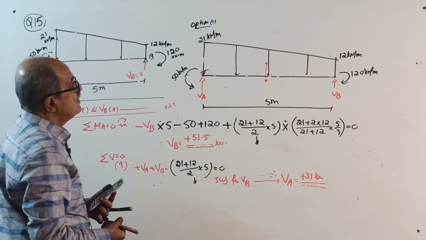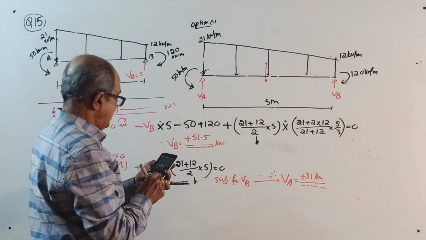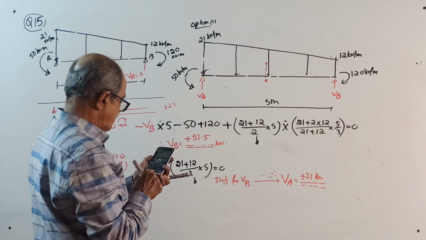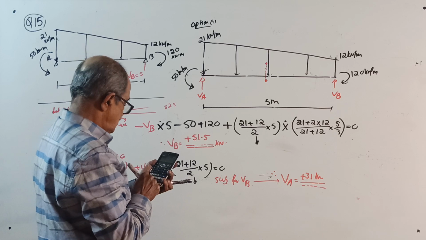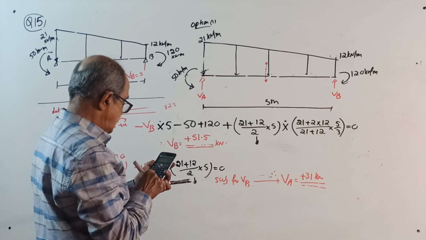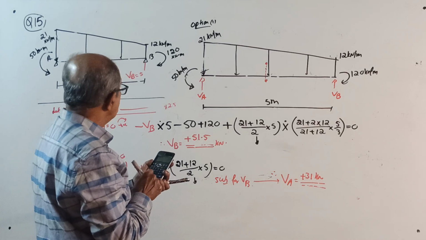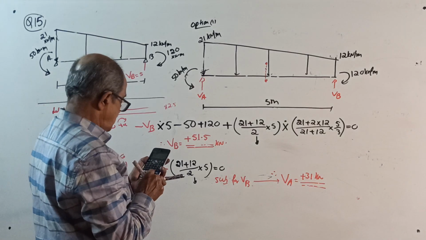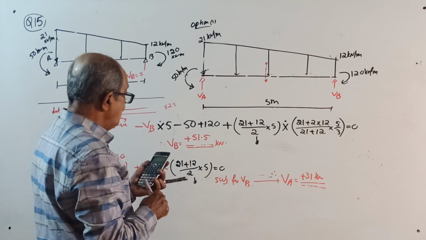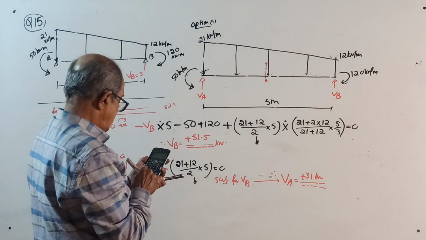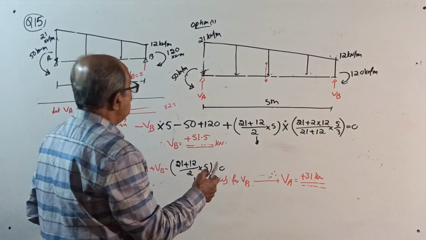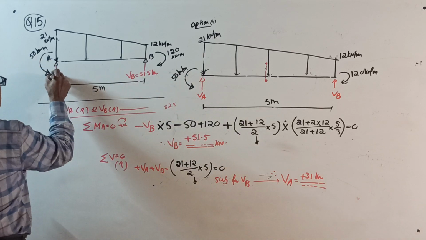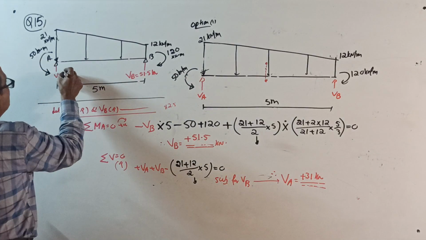I have a doubt about this answer. Just one minute, I will check once again. 21 plus 12 divided by 2 into 5 is 82.5. 21 plus twice of 12 divided by 21 plus 12 into 5 by 3 into the total load, 82.5, minus 50 plus 120 divided by 5. 51.5 correct, minus 82.5. Okay, 31. This is VB, 51.5 kilonewton. VA is 31 kilonewton.